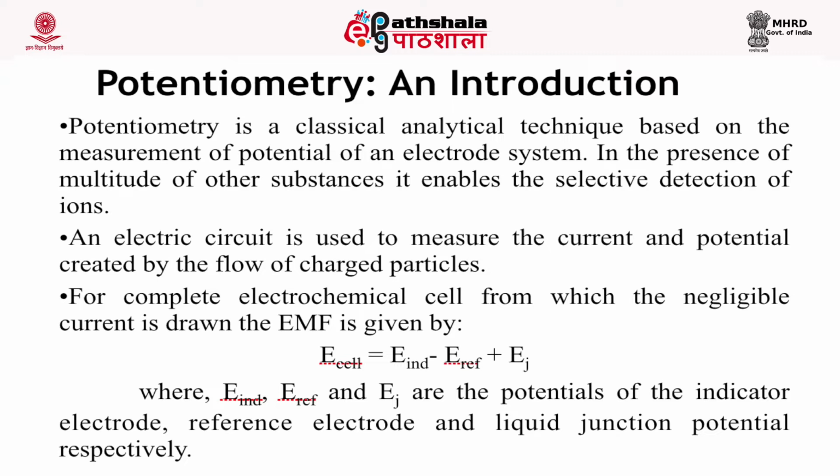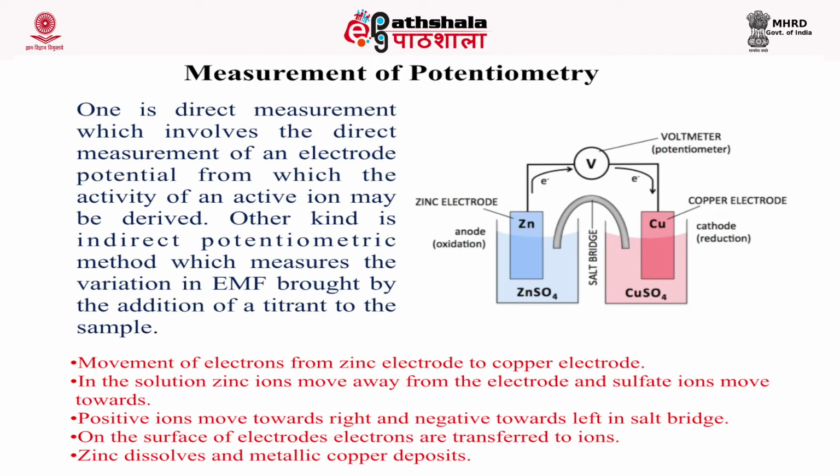The potentiometric methods cover two major types of analysis. One is direct measurement, which involves the direct measurement of an electrode potential from which the activity of an active ion may be derived. The other kind is the indirect potentiometric method, which measures the variation in EMF brought by the addition of a titrant to the sample. The basic setup of a potentiometer is shown in the figure.